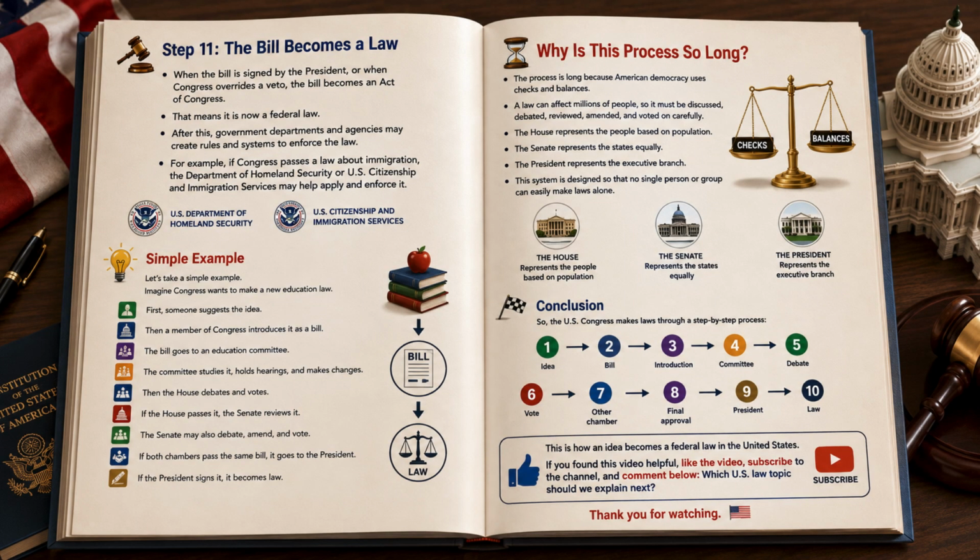Step 11. The bill becomes a law. When the bill is signed by the President, or when Congress overrides a veto, the bill becomes an act of Congress. That means it is now a federal law. After this, government departments and agencies may create rules and systems to enforce the law. For example, if Congress passes a law about immigration, the Department of Homeland Security or U.S. Citizenship and Immigration Services may help apply and enforce it.